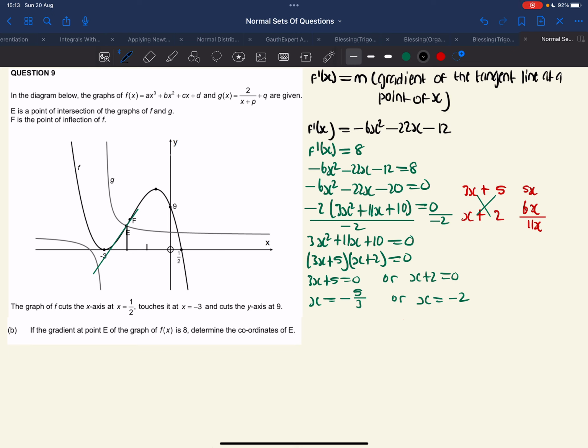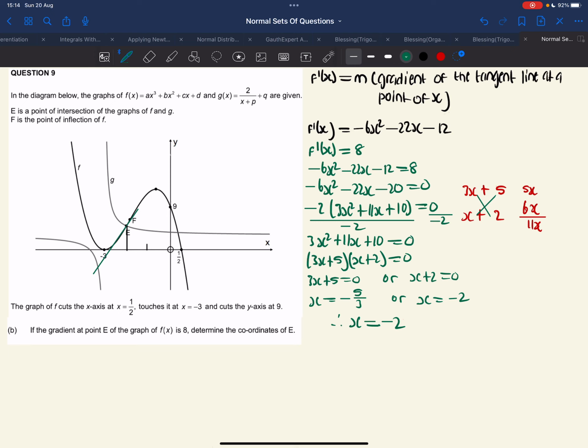Looking at the given graph of f, the only valid answer between the two can only be x equals minus 2. So we can therefore say x equals minus 2, because looking at that, it's much closer to E, and the other one is maybe a little bit further. So the only valid one can only be minus 2. Now they say that they want the point. To get the point, we can substitute minus 2 back into the original equation, which is f of x.